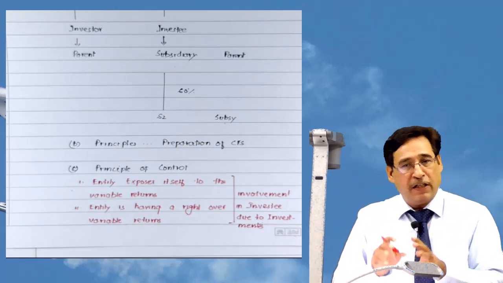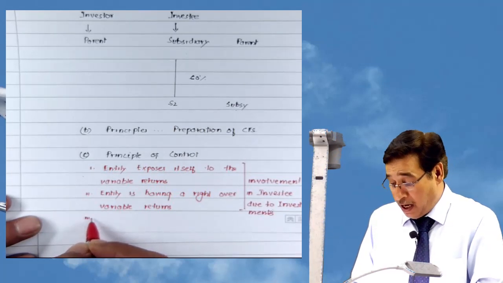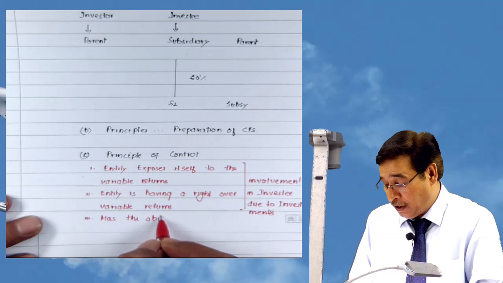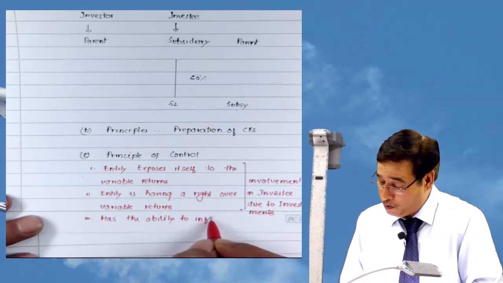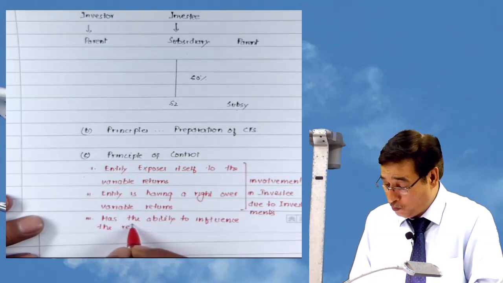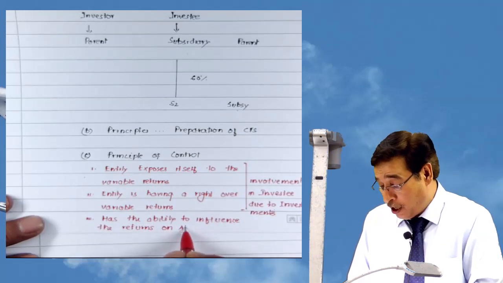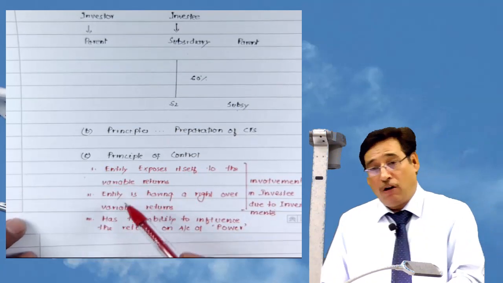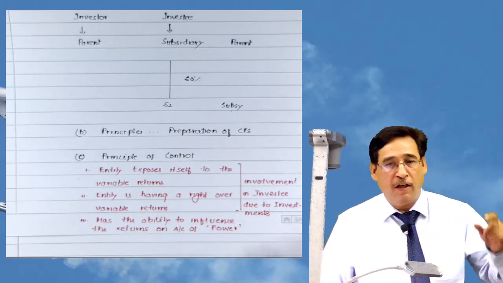Principles of control. An entity is said to be in control of the other entity when the entity has the ability to influence the returns on account of power. This is a very significant line. When all these three things are present, then only we may say that, in view of IFRS 10, an entity is in control of the other entity.